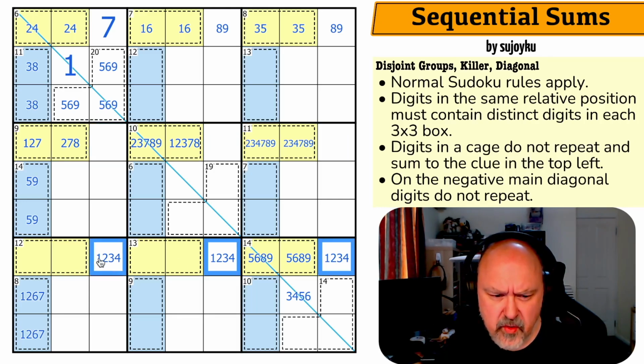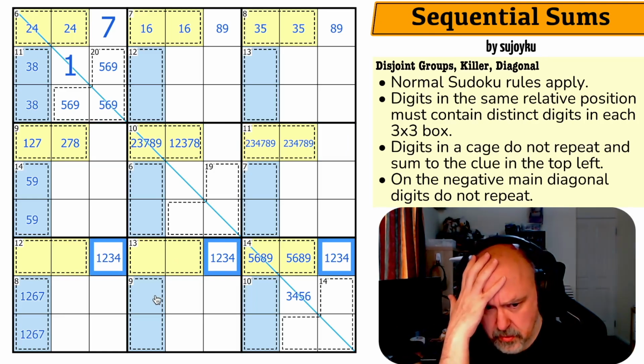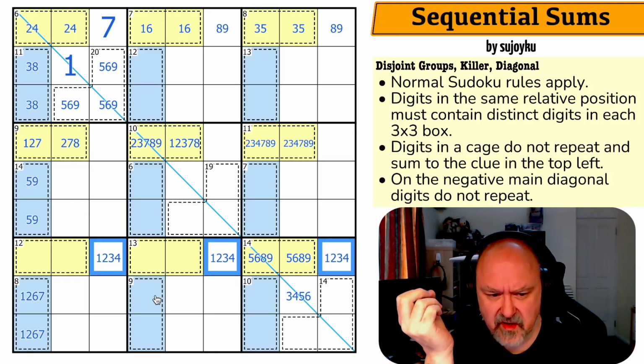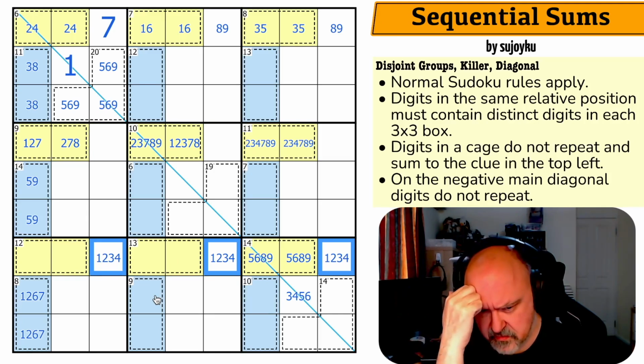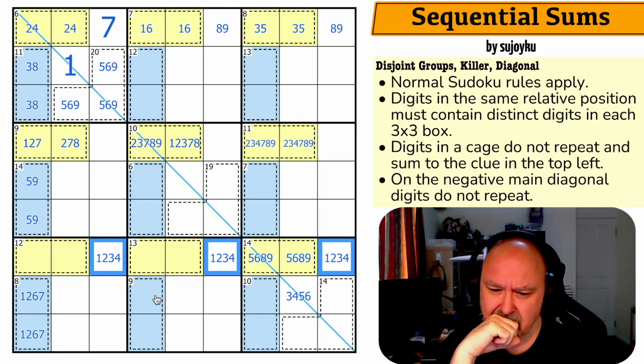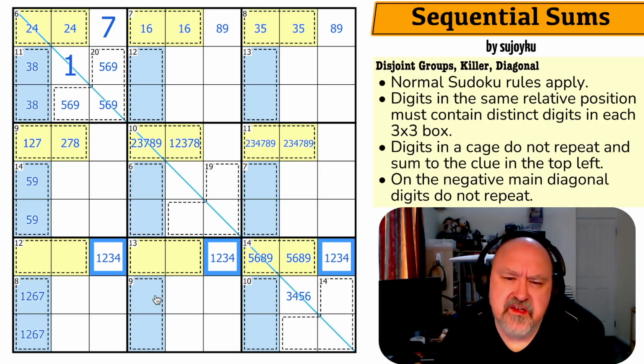These are only from 1, 2, 3, 4. Now, I could tell that 1 and 2 had to be in them. I didn't know 3... I'm really struggling with this, aren't I? There is something fundamental about this puzzle I have not understood.